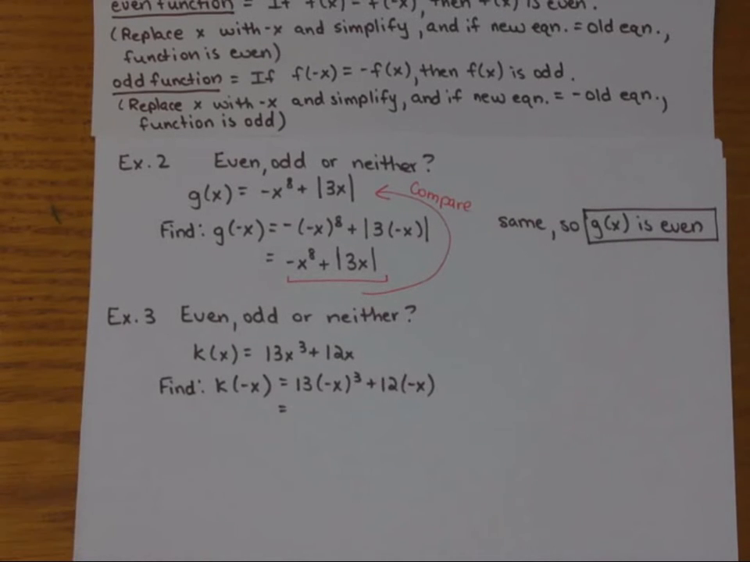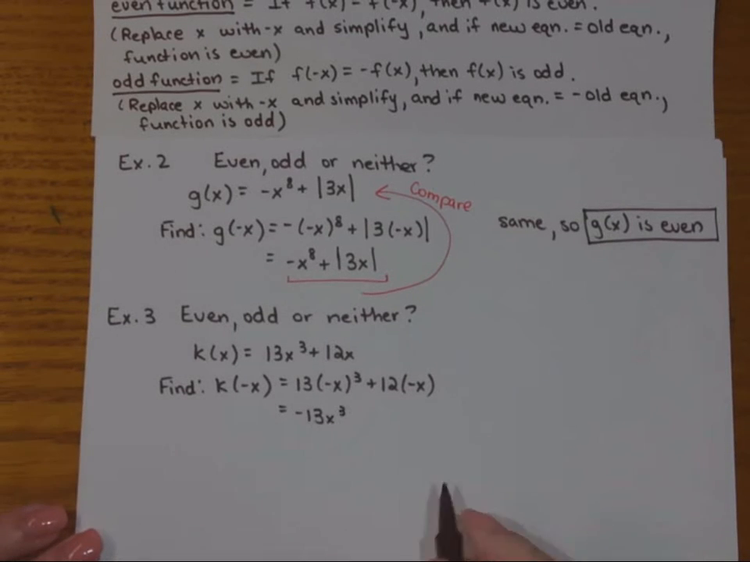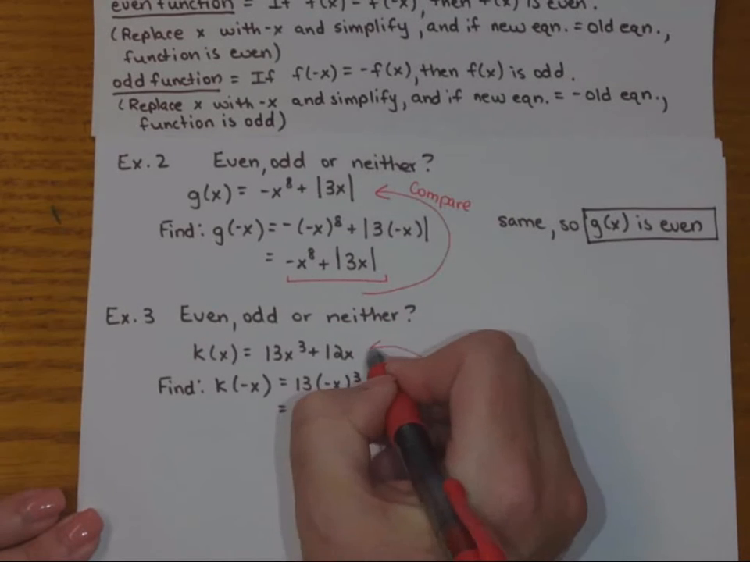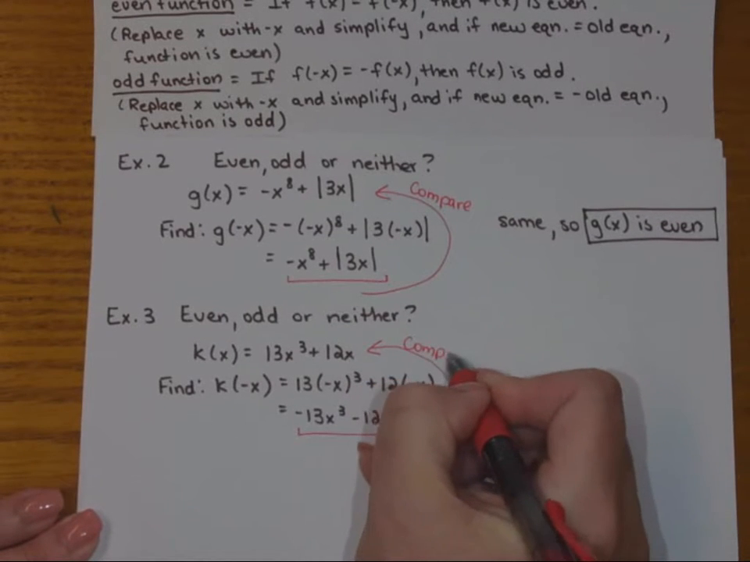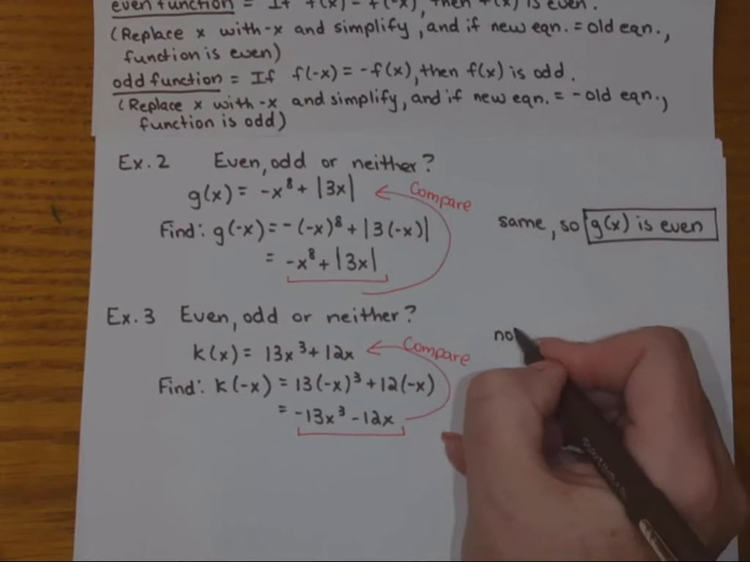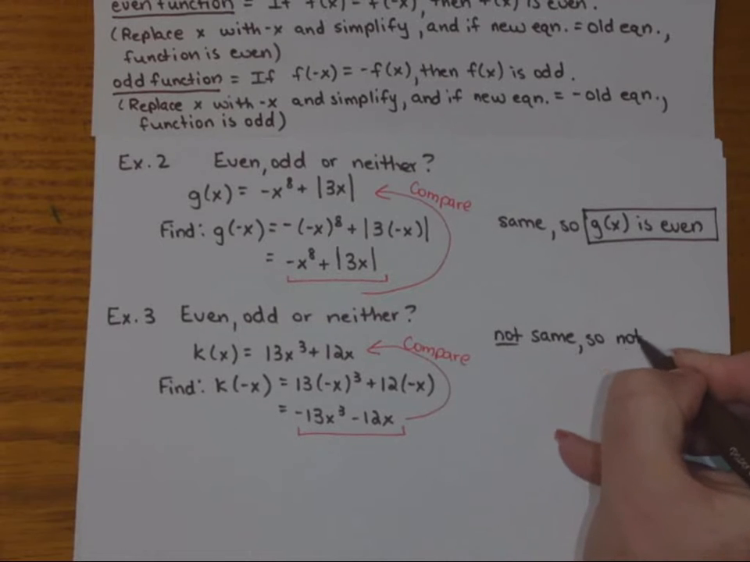Okay, just make sure you really think about the simplification, right? I should be doing exponents first, so negative x times itself 3 times, notice that's an odd number of times, would stay negative, okay? So this would actually be negative 13x cubed, because the power doesn't change, and then a positive times a negative here is also a negative. Okay, so the point is not so much what you get, it's what do you get compared to what you started with. Notice they are not the same, so they are not even.